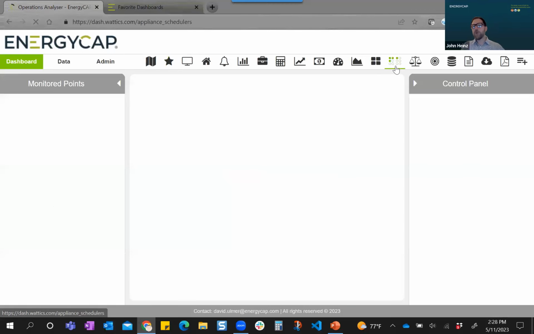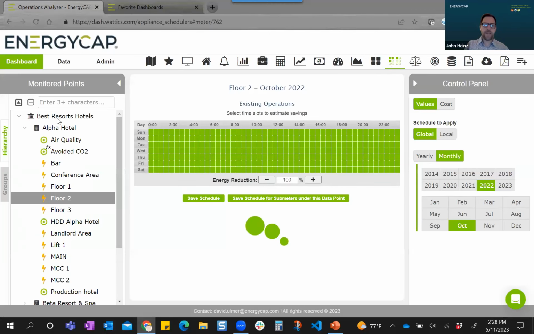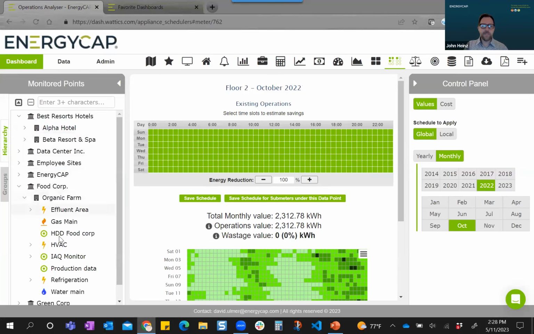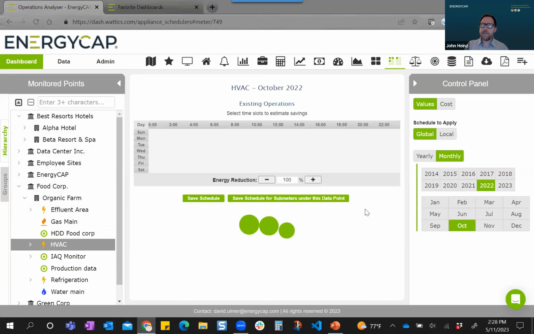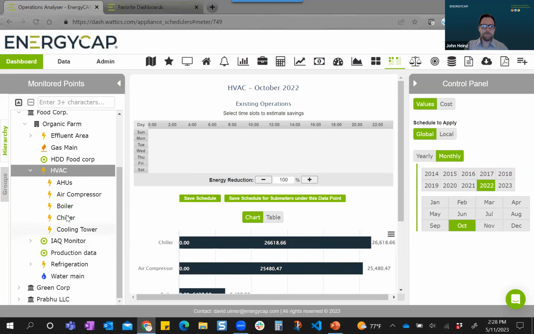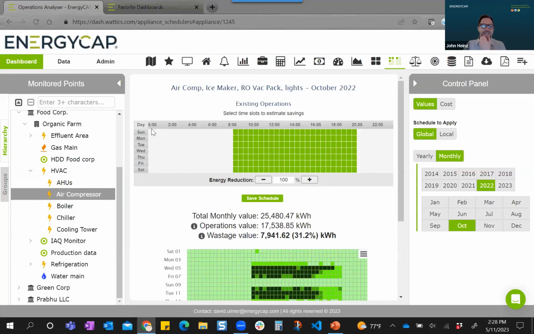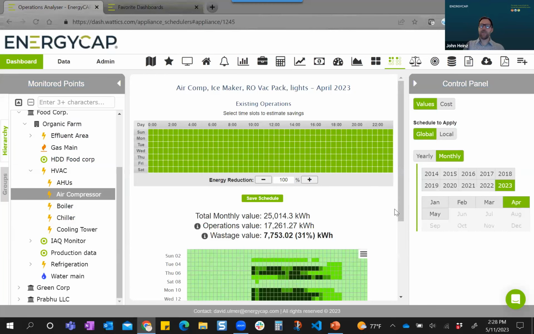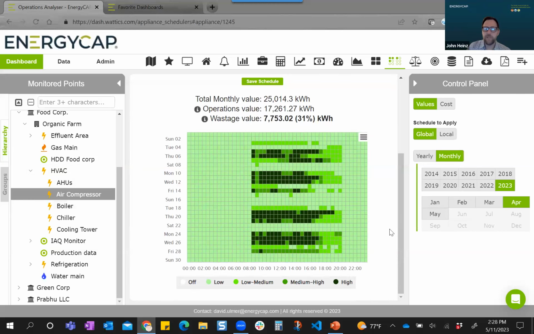Another very valuable tool within the Wattics platform is the ability to look at the data from a heat map standpoint, and then to run some analysis on that data. So let me walk you through this. Let's say I want to look at April 2023 data for the air compressor within this building.